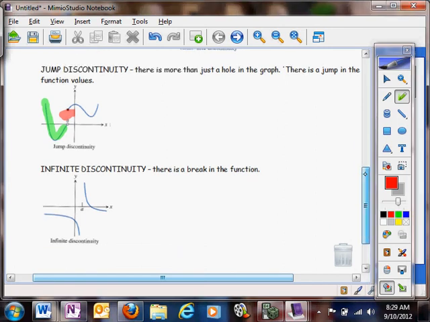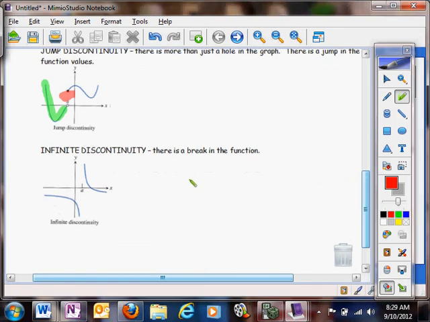And then finally, the last graph, we have an infinite discontinuity, and it says there is a break in the function. What we have here, coming from the left, it goes down to negative infinity, it looks like. And then over here it picks up from positive infinity, it looks like. But there's this gap here.